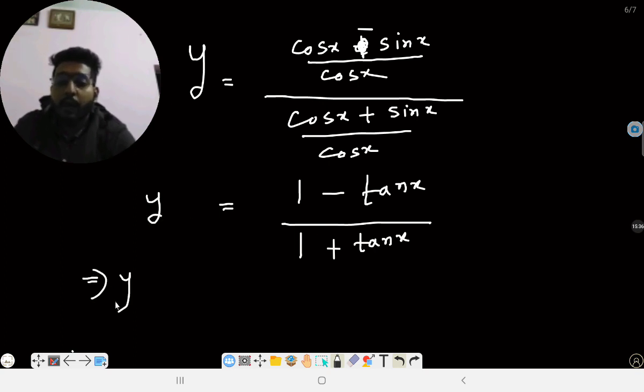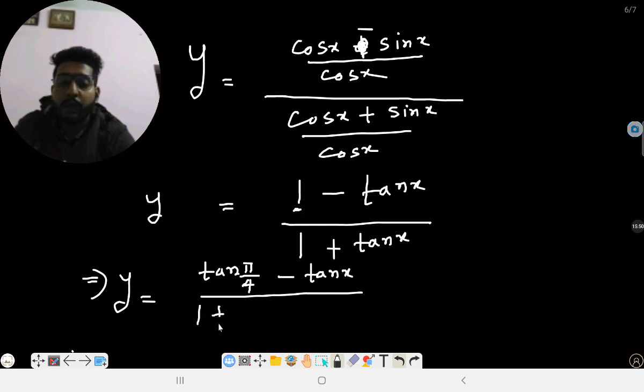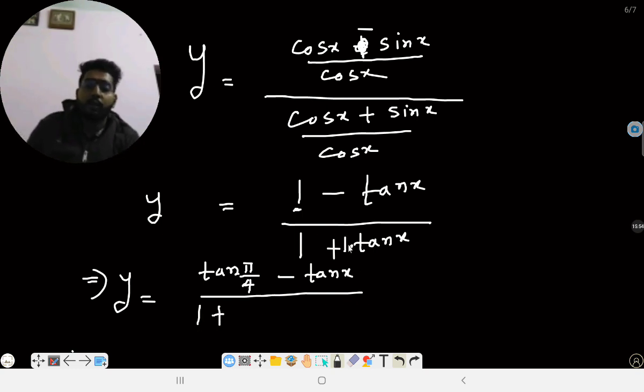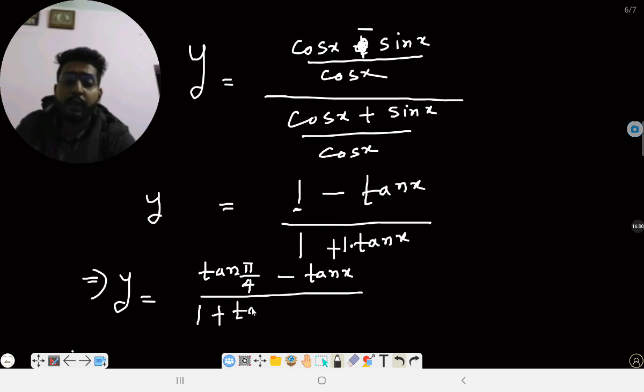Now y equals, look here, 1. So 1 can be written as tan 45 degree, that is tan pi by 4, minus tan x, divided by 1 plus, now look, nothing is there, that means we can call it 1. If there is nothing, you can say 1 into tan x. So 1 can be written as tan pi by 4 into tan x. Now look at it properly.